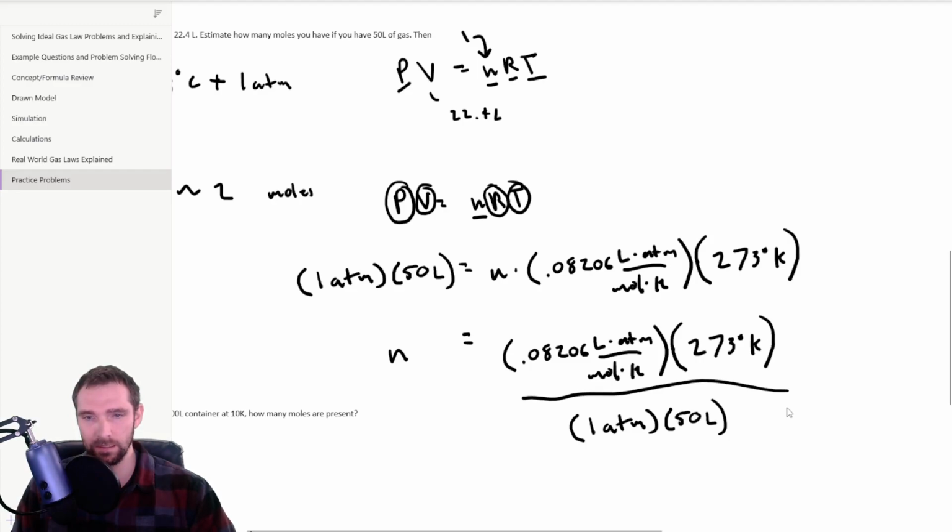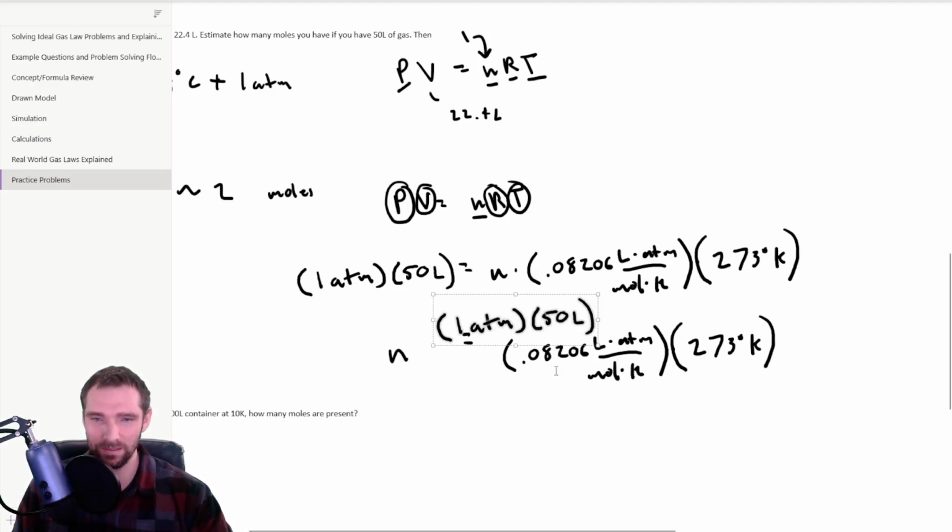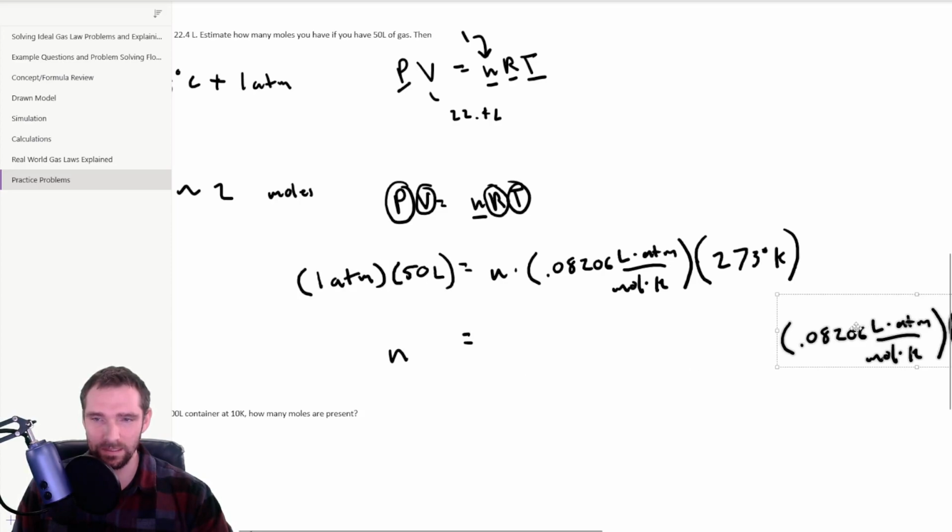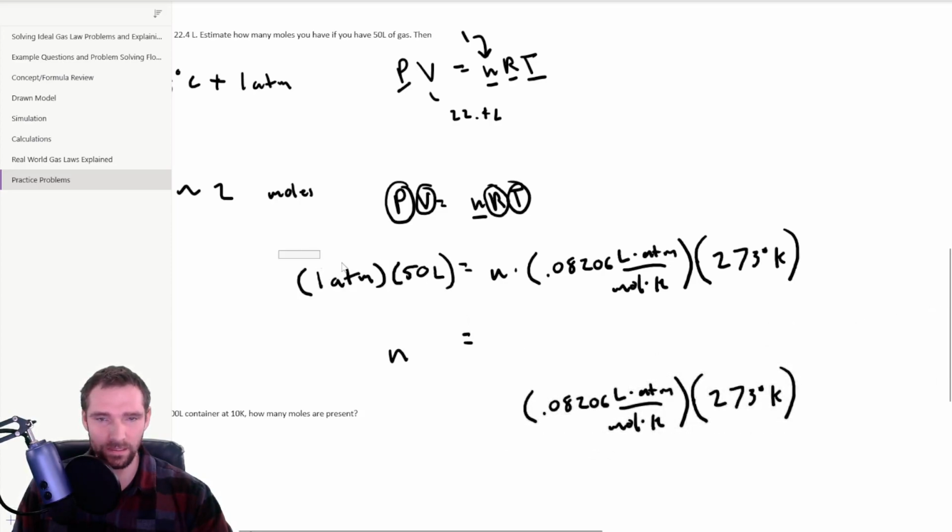So if we look at this, we have our kelvins, which get canceled there. We have our atmospheres getting canceled there. We have our liters getting canceled there. And we are left with, it's kind of weird. Oh, actually, I messed up. I totally messed up. Do you see where I messed up? I wrote the wrong numbers in the top and the bottom there. This should all be in the denominator, and this should be in the numerator.